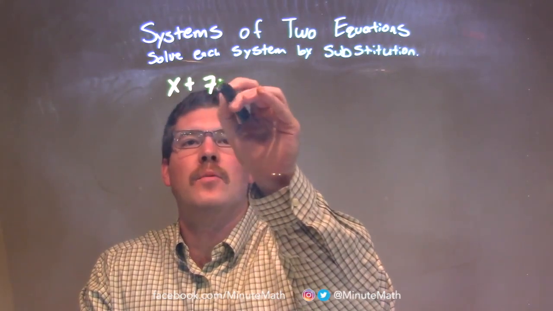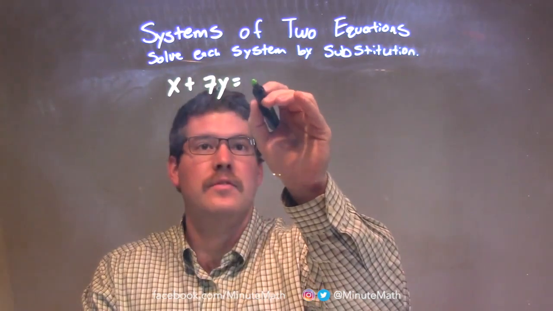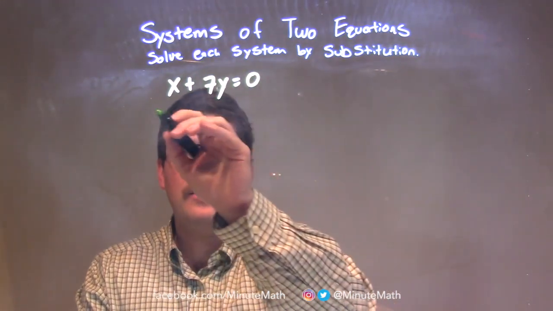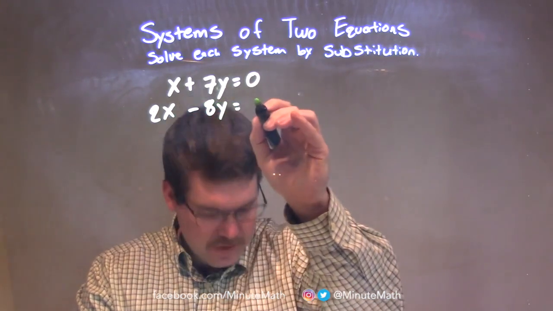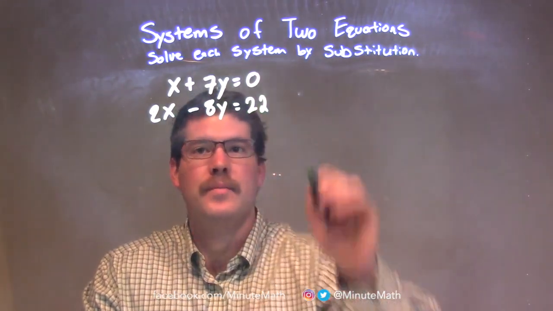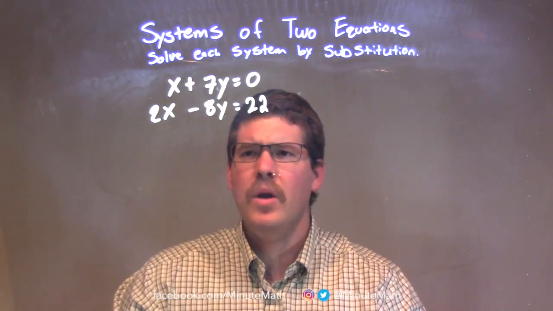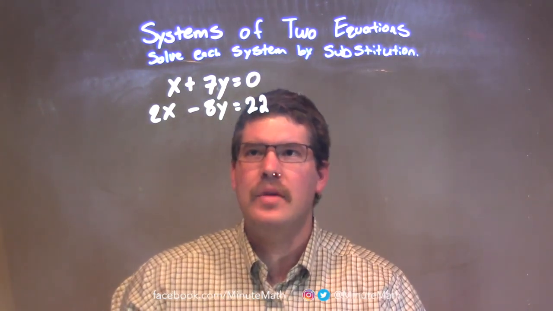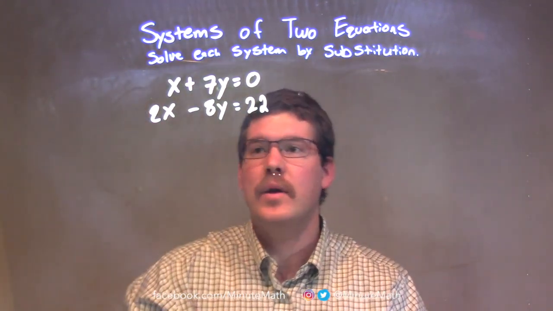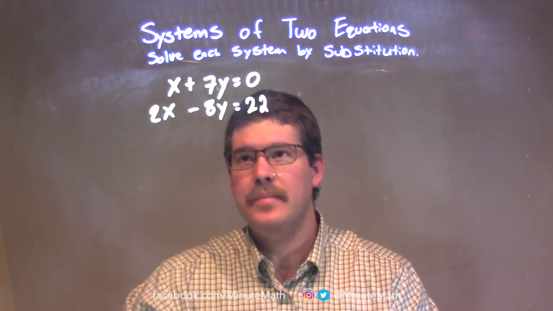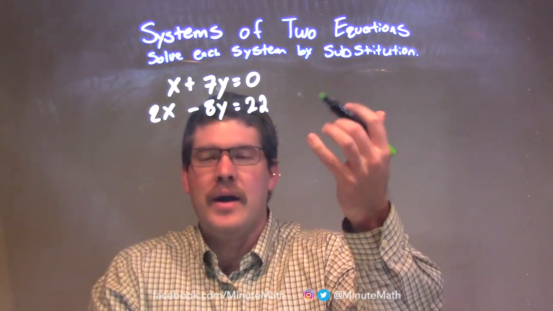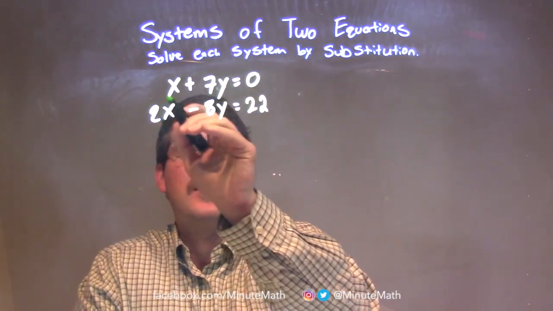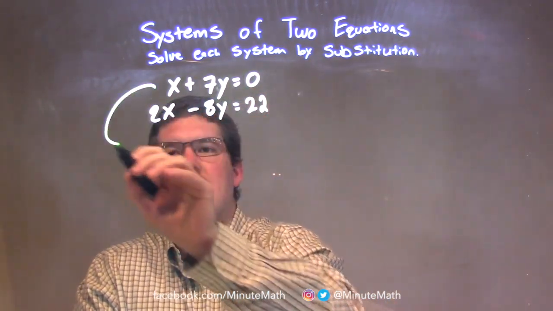x plus 7y equals 0, and 2x minus 8y equals 22. Well, what I want to do is isolate one of the variables. I think the first equation is the easiest way to do that. That x, right, we have x plus 7y, is easy to get x by itself. So I'm going to rewrite this right here. Let's just bring this down a little bit.